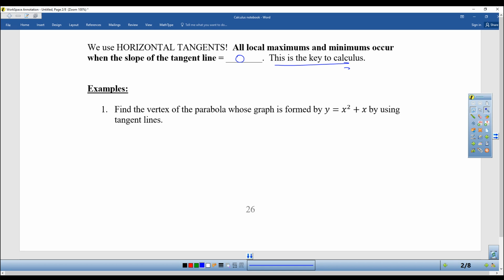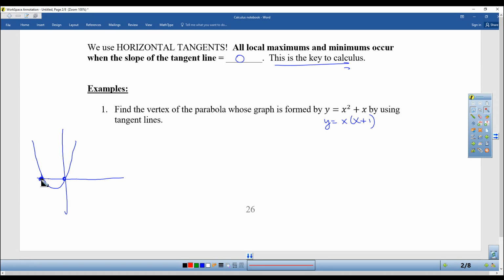Okay, so it says find the vertex of a parabola whose graph is formed by y is equal to x squared plus x. So this is not a problem that you need calculus for. If you factor this, you can graph it super quick. It has x-intercepts at 0 and negative 1. It's an upward parabola, so it goes like that.